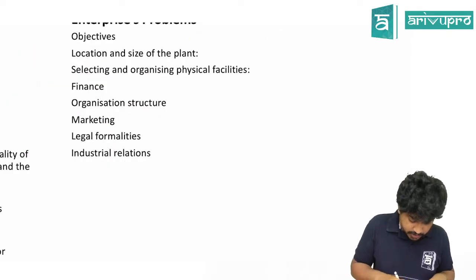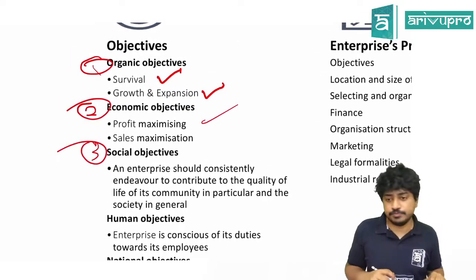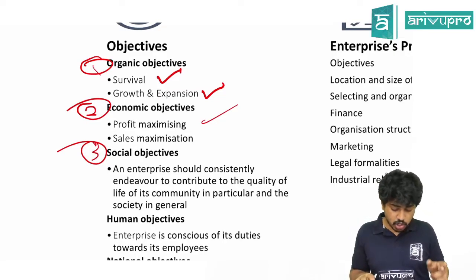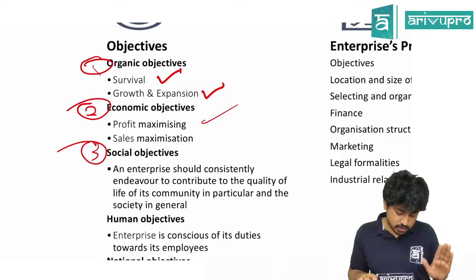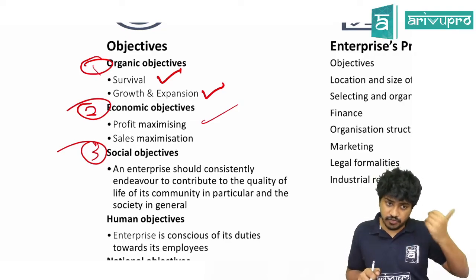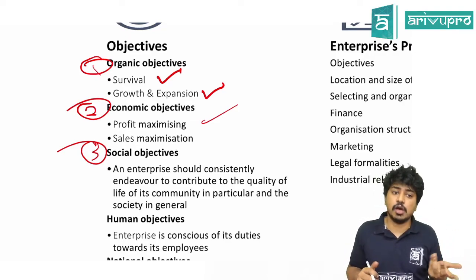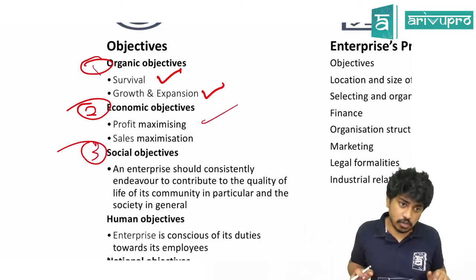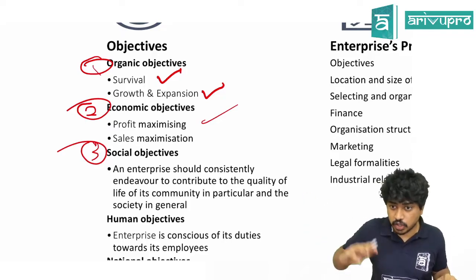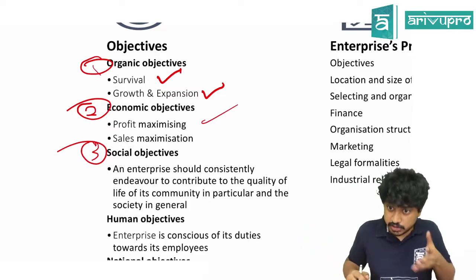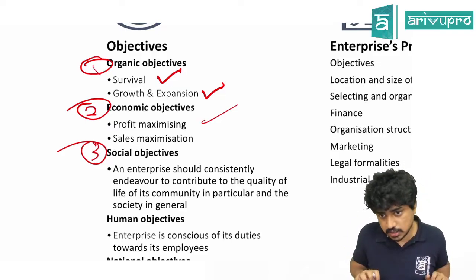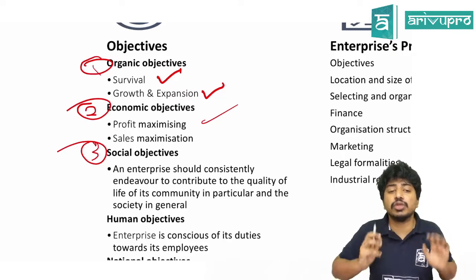So these are economic objectives. Third objective, social objective. Let's read it. An enterprise should constantly endeavor to contribute to the quality of life of its community in particular and society in general. So companies should not only go for profit or sales maximization. They should take care of society in general also. For example, all the big companies have their own NGOs. Reliance has its NGO, Tata has its NGO, Infosys has it. So they try to contribute something more to society.